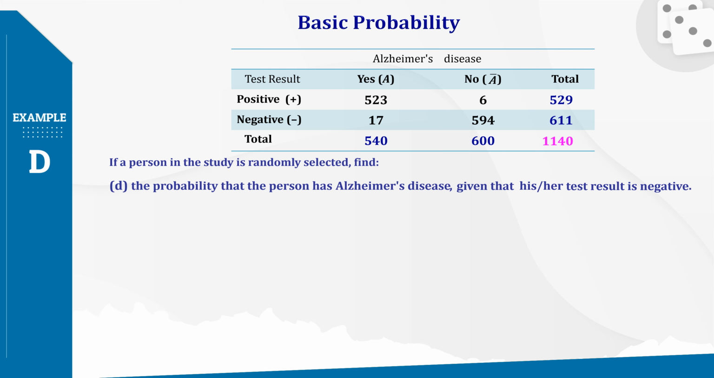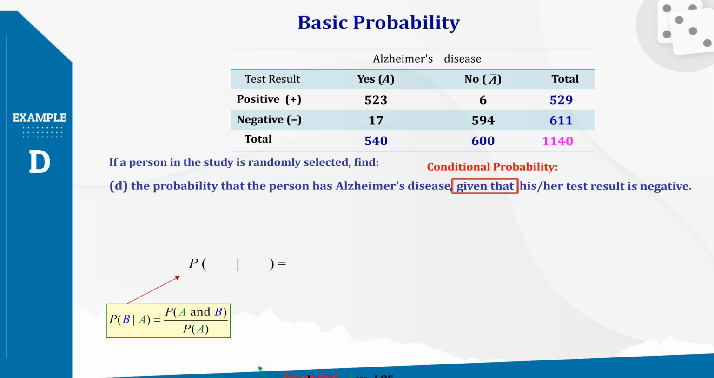Question D. The keyword is given that, which indicates the conditional probability. Let's refer back to our formula. First, write the probability notation. Make sure to place the event on the right side of the keyword given that. In this case, the negative test result, represented by the minus symbol, should be on the right side of the vertical line in the formula. Therefore, Alzheimer's disease, A, should be on the left side of the vertical line.